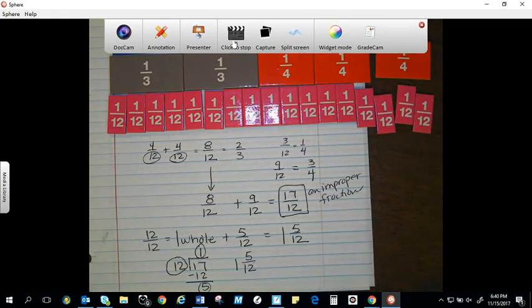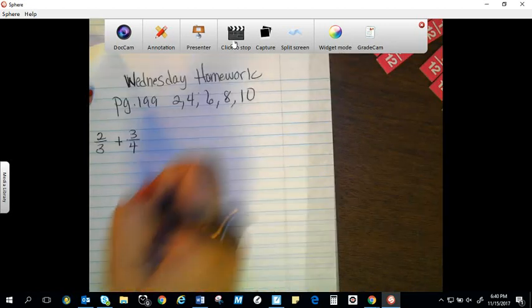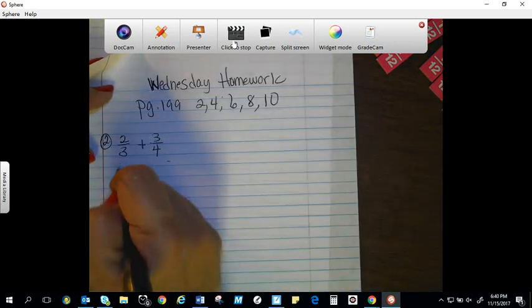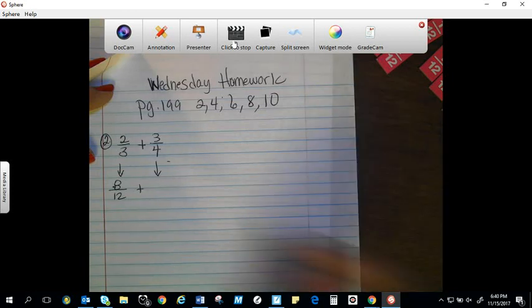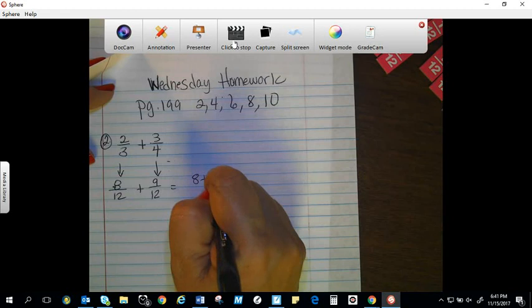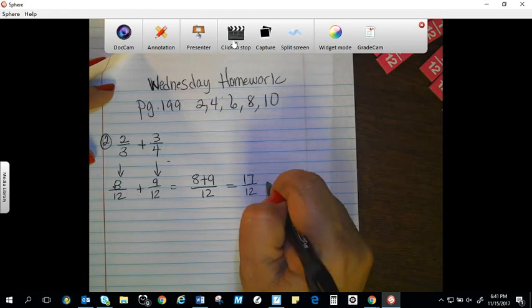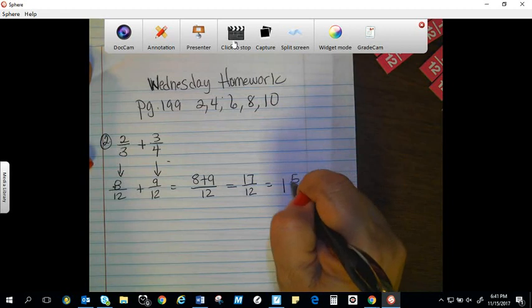Now let's take a look at number 2. I'm going to erase this here. Just take off my tiles. My problem here is 2/3 plus 3/4. I know that the equivalent of 2/3 is 8 twelfths. And the equivalent fraction of 3/4 is 9 twelfths. And I know that my denominator will never change, so I'm moving this over, and this equals 17 twelfths. To simplify it, in its lowest terms, will be 1 and 5 twelfths.